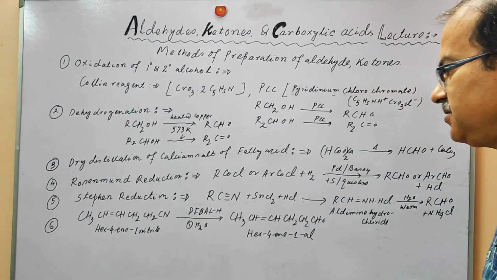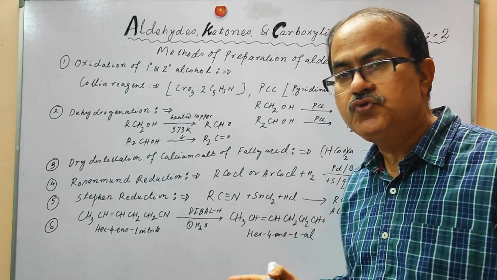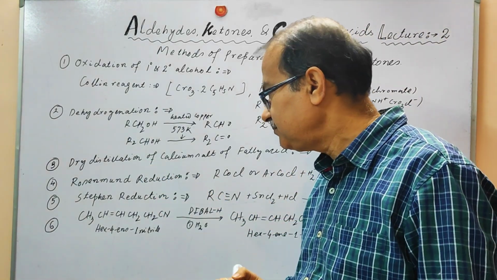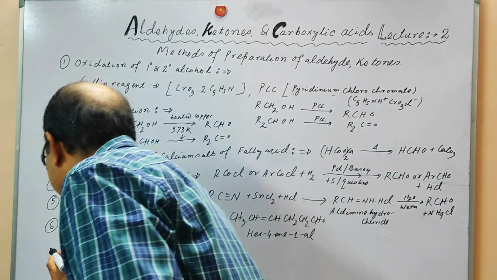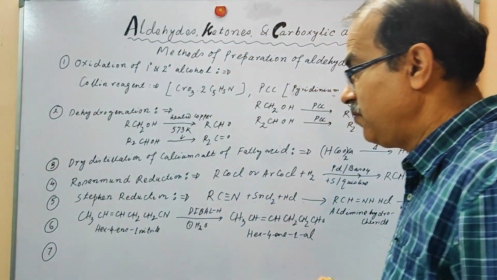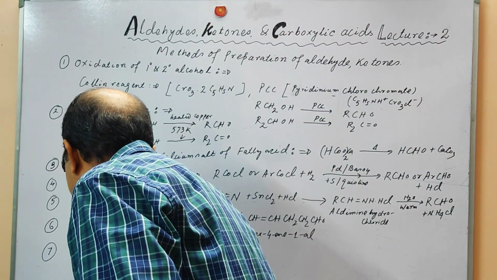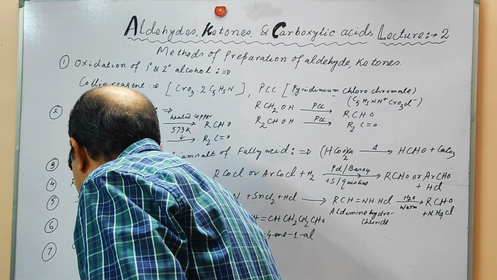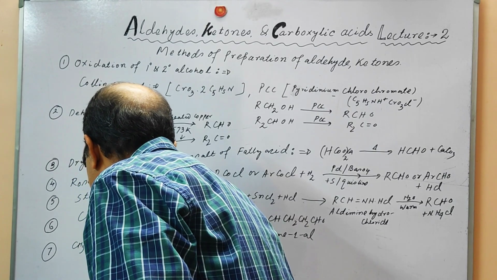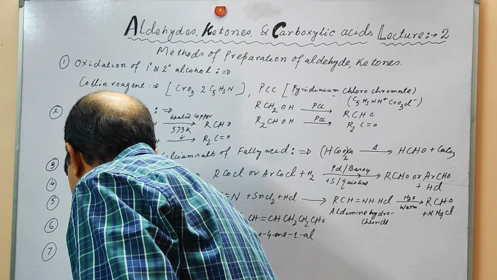Okay, so diisobutyl aluminum hydride can be used to reduce this nitrile. And another reduction reaction you can carry out is from the esters also. The ester that we are taking is CH3, CH2 whole line, COO, this is undecanoate.